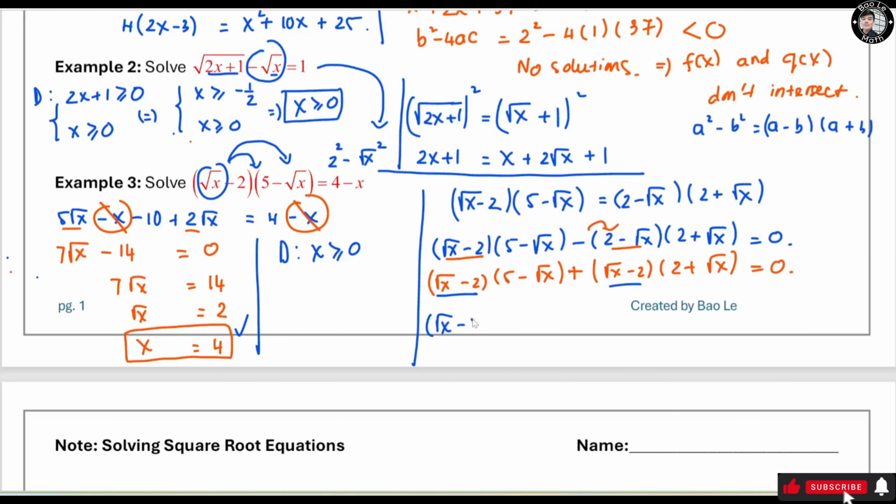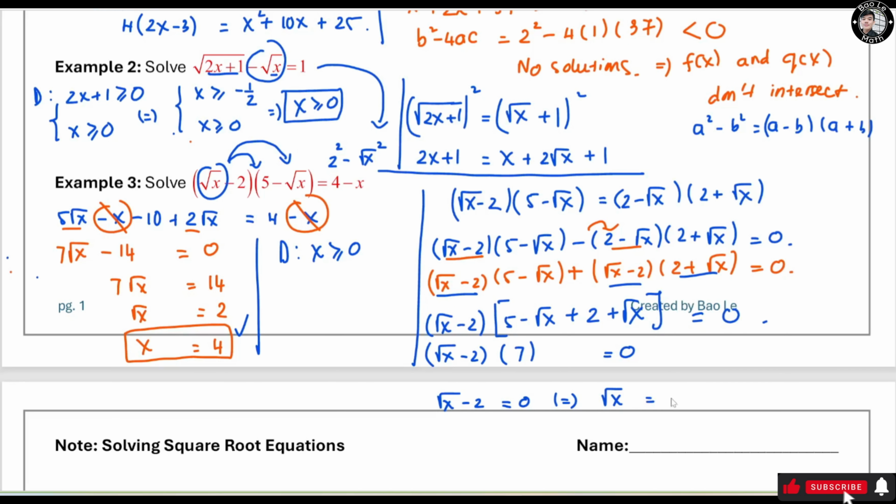So square root of s minus 2 times, the first one has 5 minus square root of s, right? The right side has plus 2 plus square root of s right here, right? Equals 0, right? So it could be square root of s minus 2. Now simplify this one, it could be 7, right? Equals 0. Because 7 is different from 0, so you only need square root of s minus 2 equals 0, right? Add 2 both sides, so it will be square root of s equals 2. Square both sides, so s equals 4. This one is the final answer.